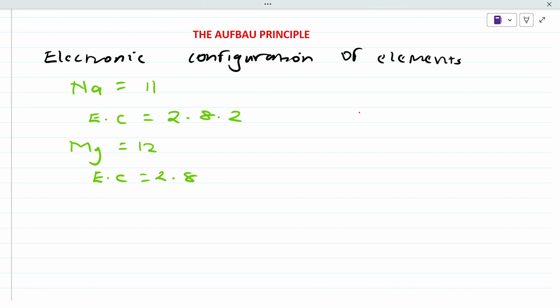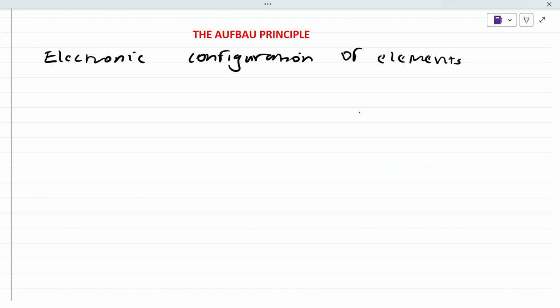Now in advanced level chemistry, we use a principle known as the Aufbau principle to determine the electronic configuration of given elements in the periodic table. And I find electronic configuration using the Aufbau principle very easy, so long as you know how it works. And that's what I'm going to teach you.